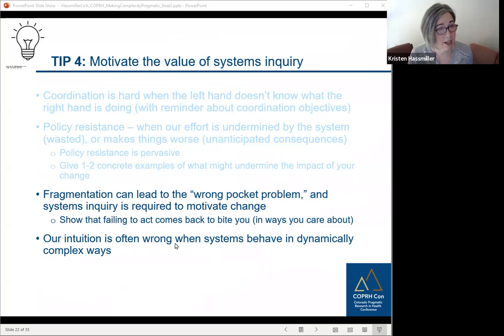Two other ways that I often try to motivate the value of investing in systems inquiry: fragmentation of our systems can lead to the wrong pocket problem. I think this happens a lot. And systems inquiry is really critical, it's required sometimes to motivate change. So I'm going to show you an example in a minute where we've demonstrated the benefit of trying to increase colorectal cancer screening. It's a really important thing to do. It saves lives. And on balance, it saves a lot of money, because if we can keep people healthier, they don't get cancer, and cancer treatment and survivorship care is expensive, right?